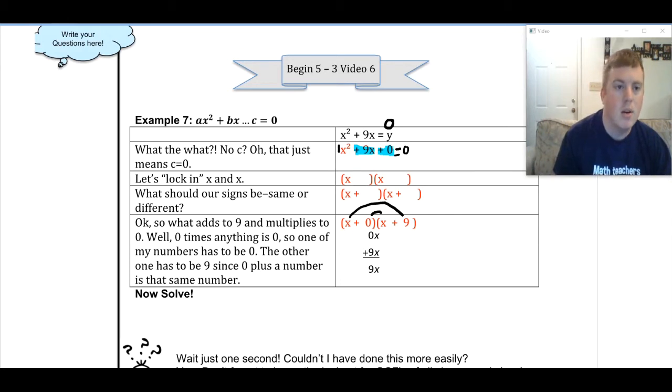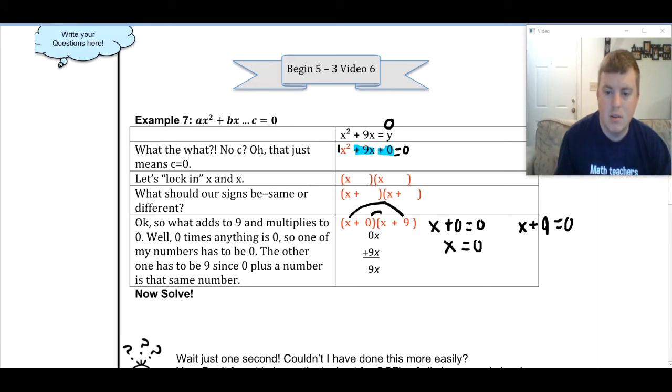So our last step is to solve this. We're going to have x plus 0 equals 0, and x plus 9 is equal to 0. Now this one's easy. Adding 0 to anything is just that thing, so we have one solution of x equals 0. And on the other one, we just have to subtract 9 from both sides, and we get x equals negative 9. So we easily have our two solutions here.